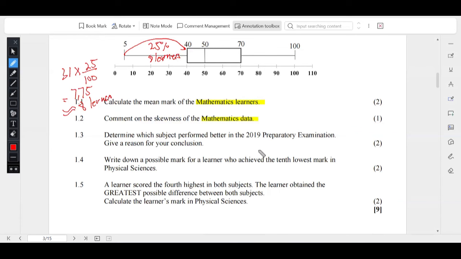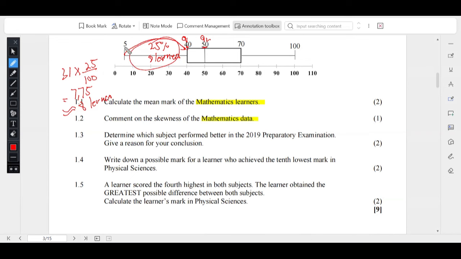That means the 10th lowest learner would be found between Q1 and Q2. So if we have to predict the possible mark that they got in physical sciences, we understand that it has to be somewhere between 40 and 50. Now here, there is no one accurate answer. You can just write any answer between 40 and 50 and you would be correct, because all the learners in between here recorded more than the 8 learners that were already recorded from the 31. So the remaining learners have to be in here.